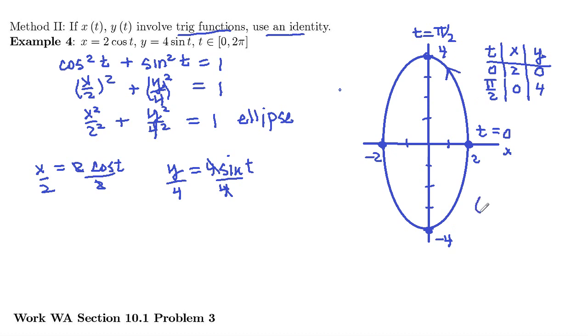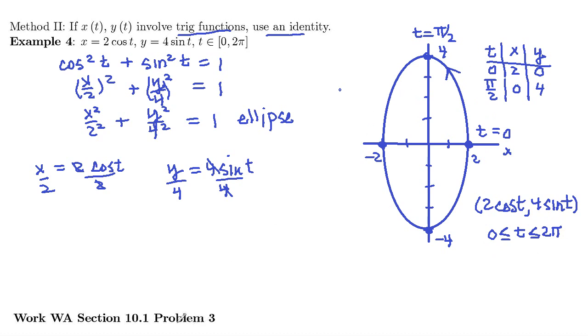So this is the parametric equation 2 cosine t, comma, 4 sine t, and t is restricted to 0 to 2 pi. So that's going to be one cycle of this ellipse. If we included more time, it would just keep going around the ellipse for more cycles.